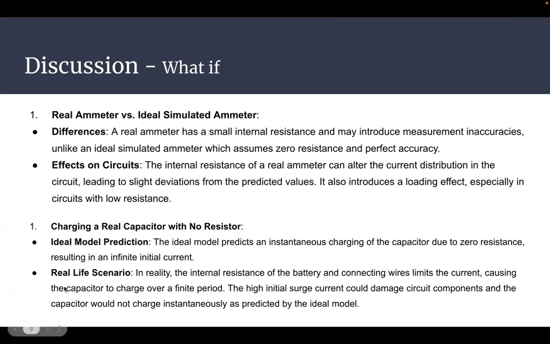Here's the second what-if question: charging a real capacitor with no resistor. The ideal model predicts an instantaneous charging of the capacitor due to zero resistance, resulting in an infinite initial current. In reality, the internal resistance of the battery and the connecting wires limits the current.